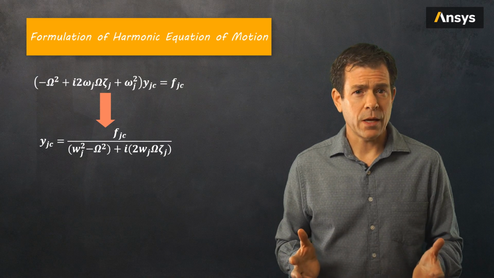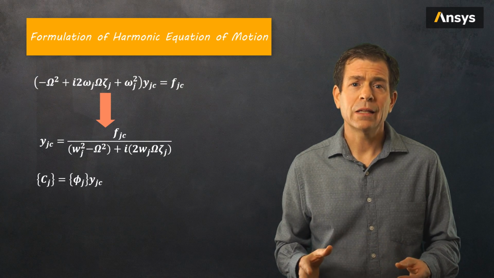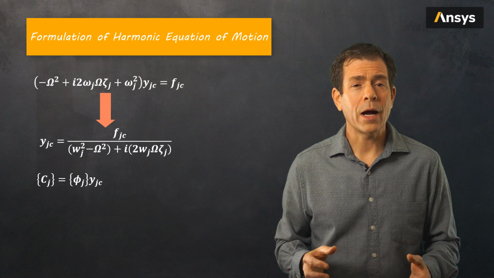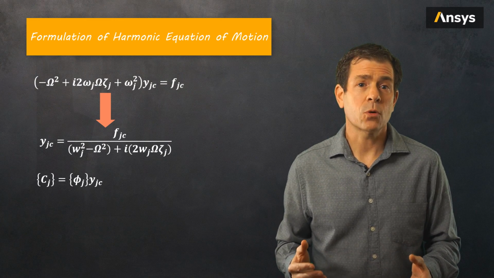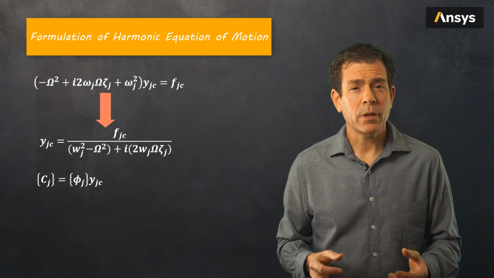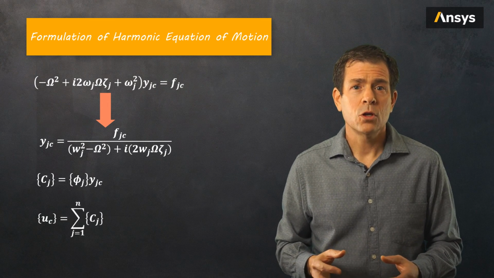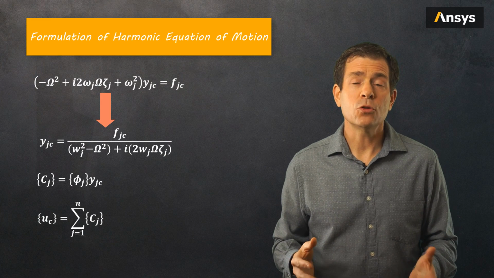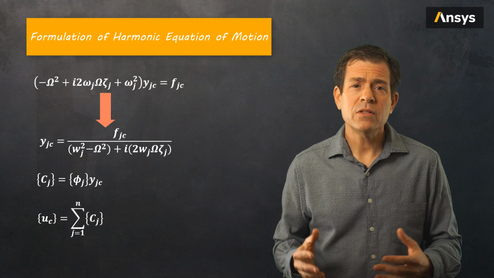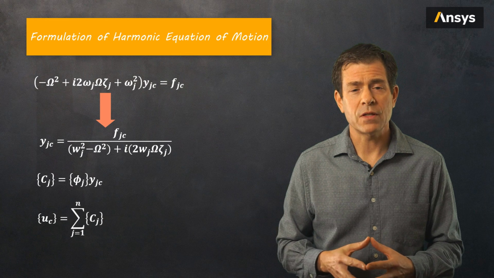From the mode superposition method, we then compute the displacement contribution from each mode, and let's call this C sub j. It is formed by solving for y sub jc and the mode shapes or eigenvectors phi sub j. Finally, we compute the complex displacements u sub c by summing over the n modes. We use curly brackets to indicate that c and u are vectors since our model will have typically many nodes. Please see the section on mode superposition method if necessary, where we introduce the basis of this method.